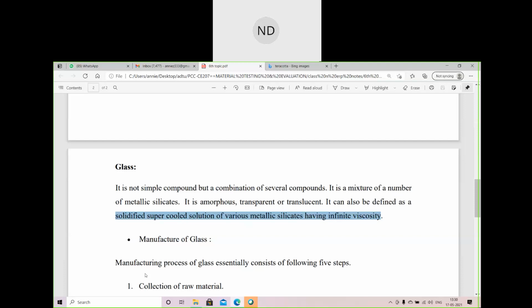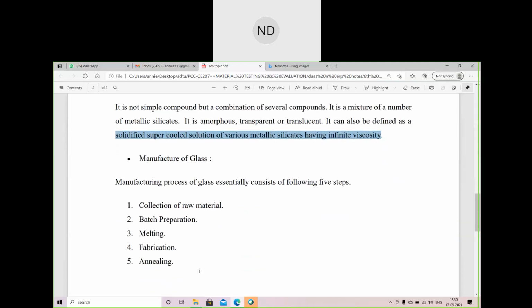Now these are the different steps for the manufacturing of glass. We'll not go into details, but the manufacturing process of glass essentially consists of collection of the raw material, then mixing them for the different glass products. Then we melt them. Suppose you want to mix these compounds together, and then form different bottles or different glasses for your windows, and for doors also some of them use glasses. These are nothing but ceramics.